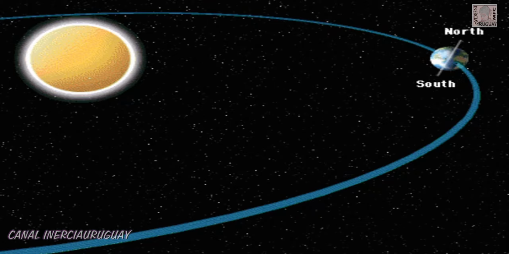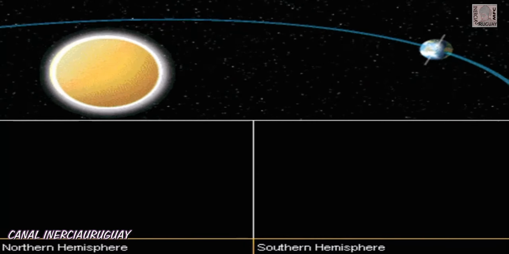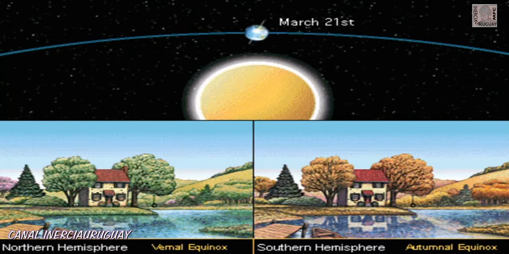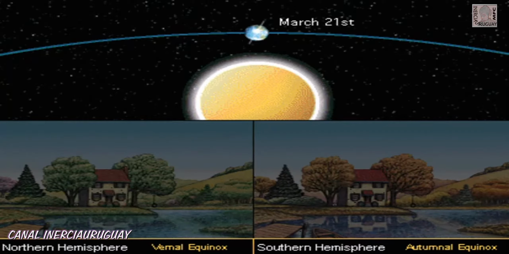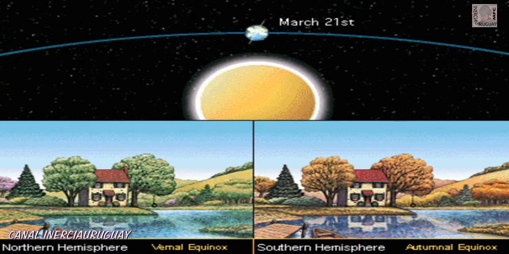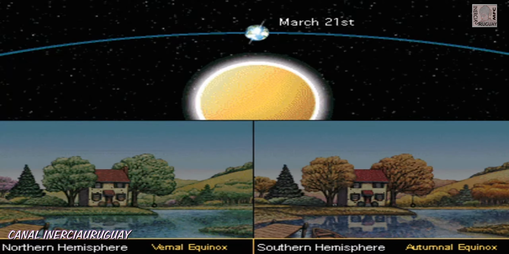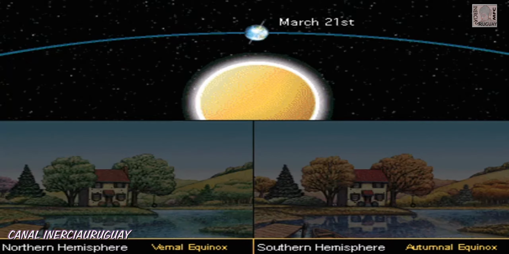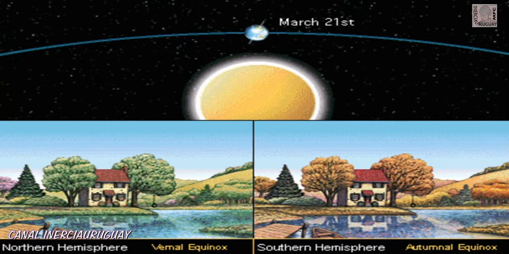Let's look at what happens over an entire year. On March the 21st, the Earth's hemispheres equally face the Sun. In both hemispheres, we see the Sun rises due east and sets due west, dividing day and night evenly into 12 hours of each. But in the northern hemisphere it is spring, and in the southern it is autumn.